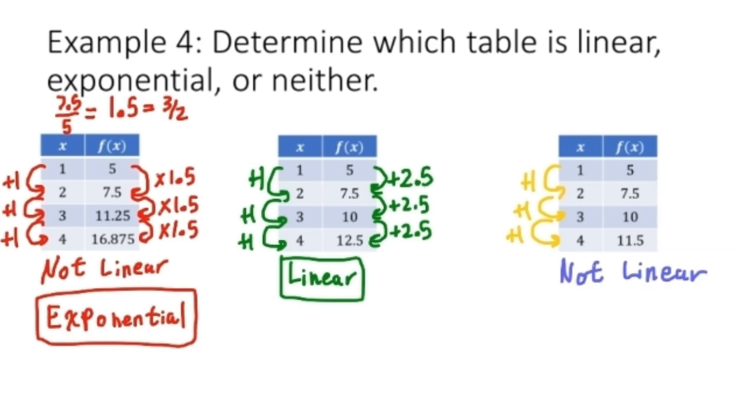Now we'll check to see if our table represents an exponential function. Well, recall from before, we know we have to multiply 5 by 1.5 in order for us to obtain 7.5. In order for our function to be exponential, I would have to be able to multiply the 7.5 by 1.5 in order to obtain our next entry.